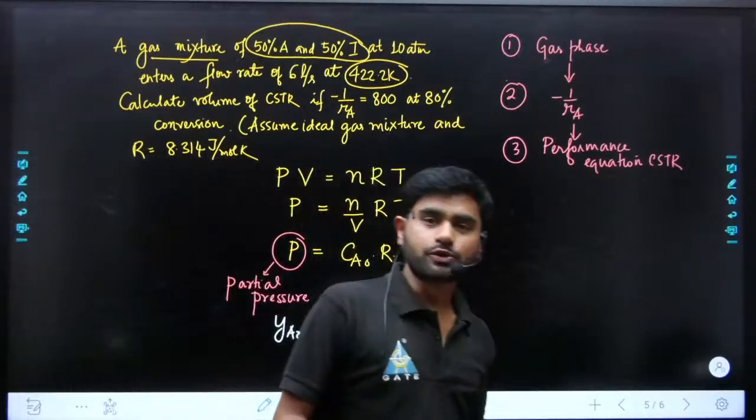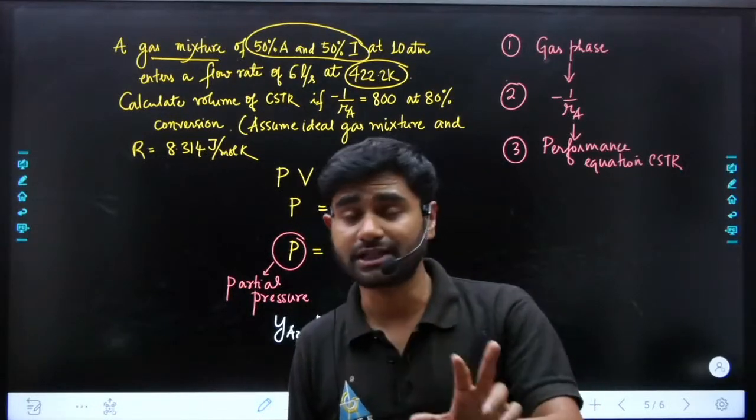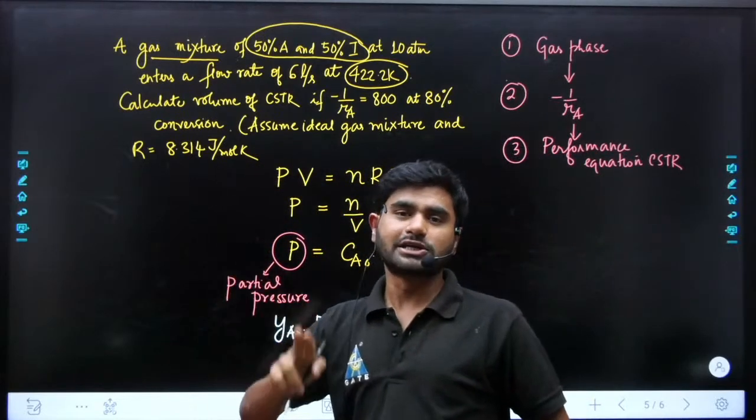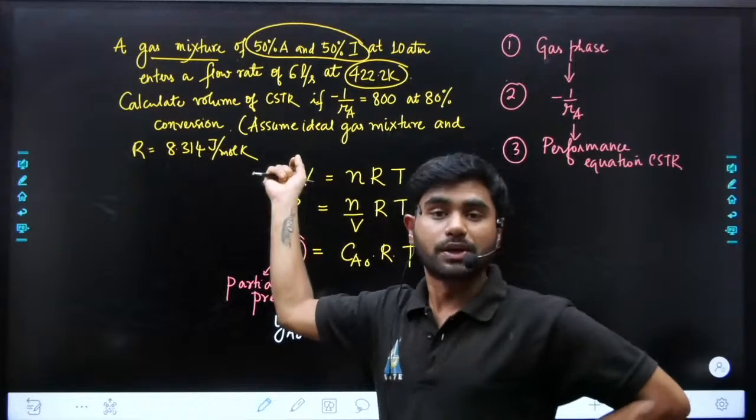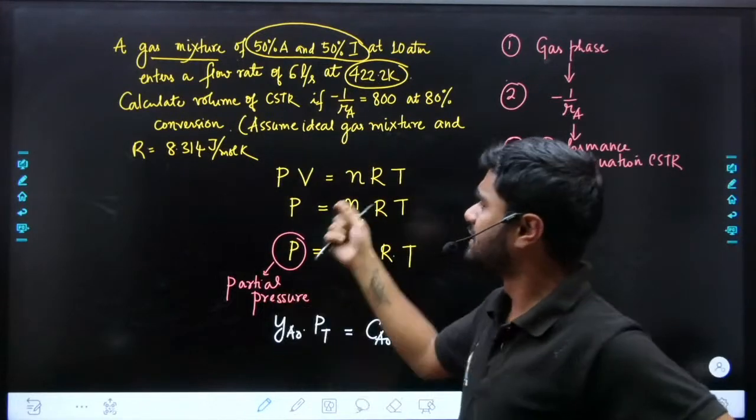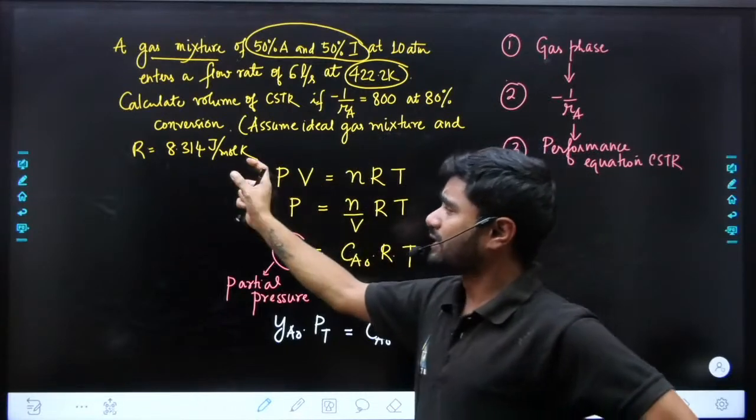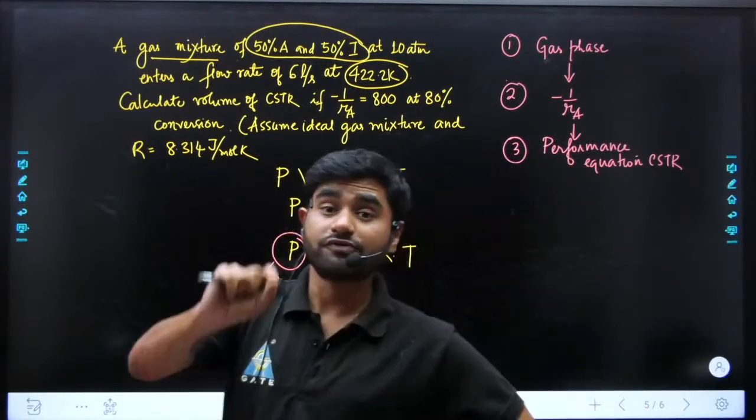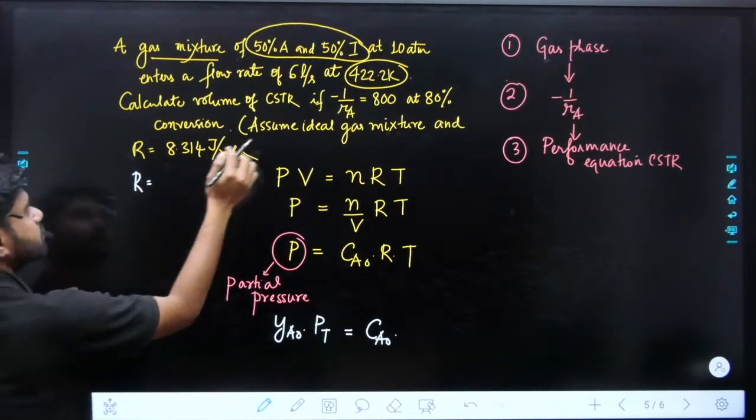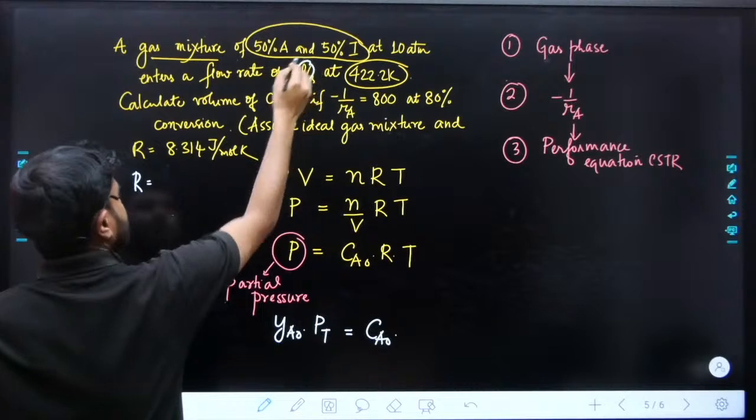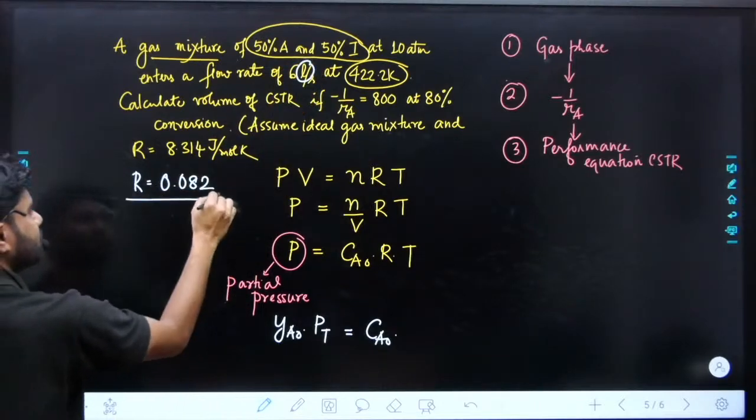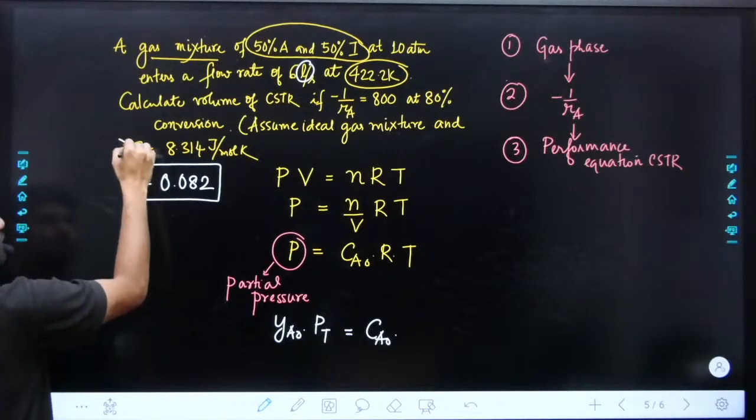We need to make sure that we should not follow the question blindly. No way. We need to make sure that our value is written in terms of the units mentioned in the question. The units here are liters, moles, Kelvin. So R has to be in the form of 0.082, the value of R in terms of liters, since liters is given in the question. Now this value has to be used instead of this.